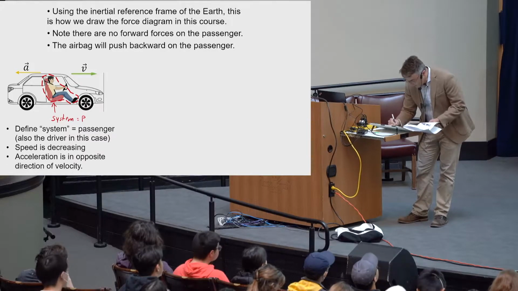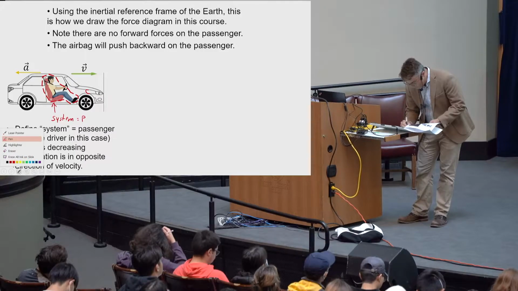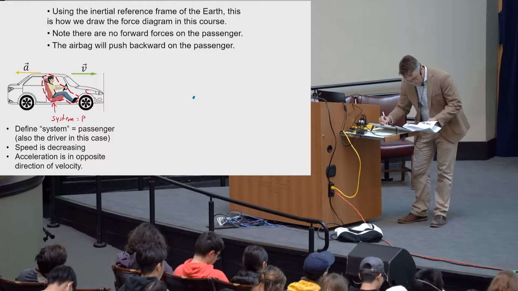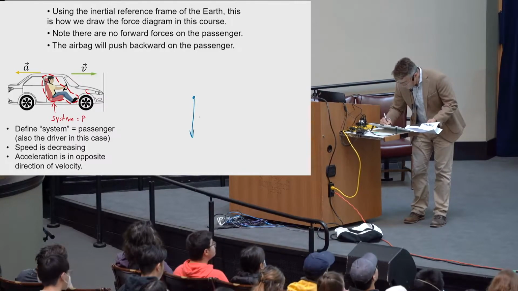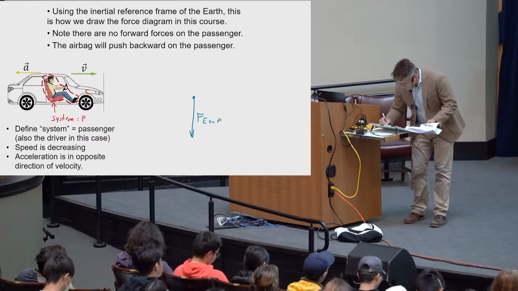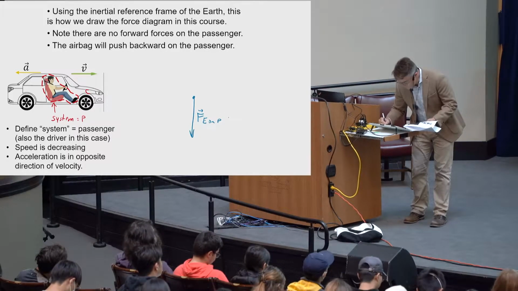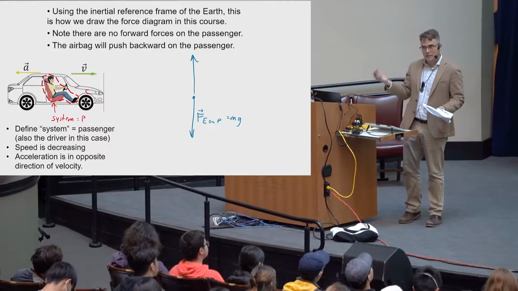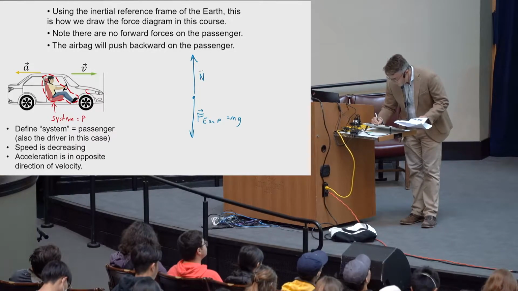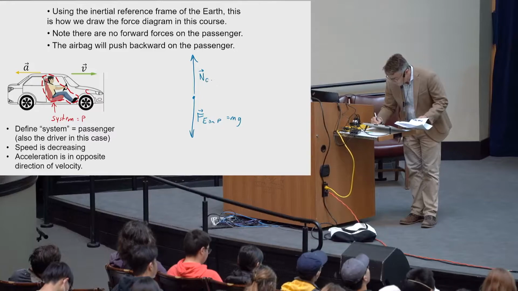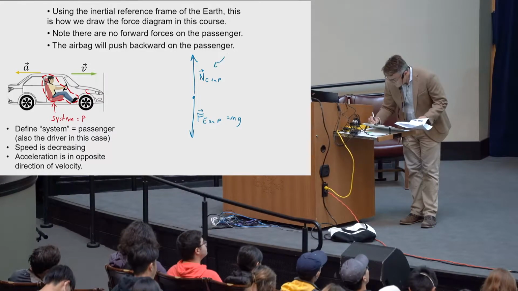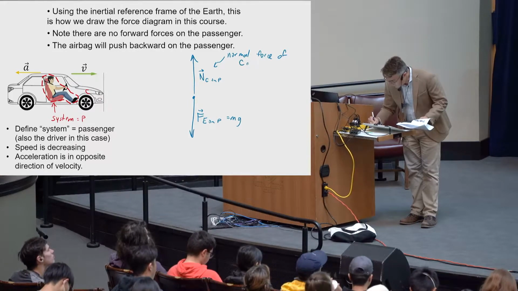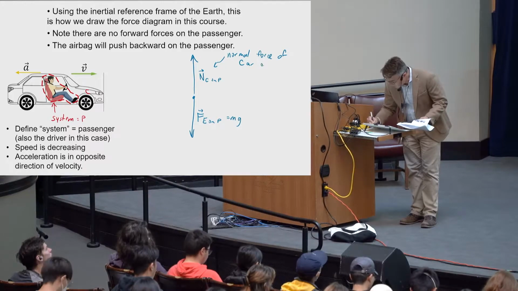And then there's the car, right? So if I want to draw a force diagram, let's go to blue. I'm going to draw a dot. I might as well draw the force of the Earth on the passenger, which is the mass of the passenger times g. Then there's going to be some upward force that cancels that out because he's not accelerating upwards, so maybe I call it normal force of the car on the passenger. Maybe the seat is pushing up on the passenger.